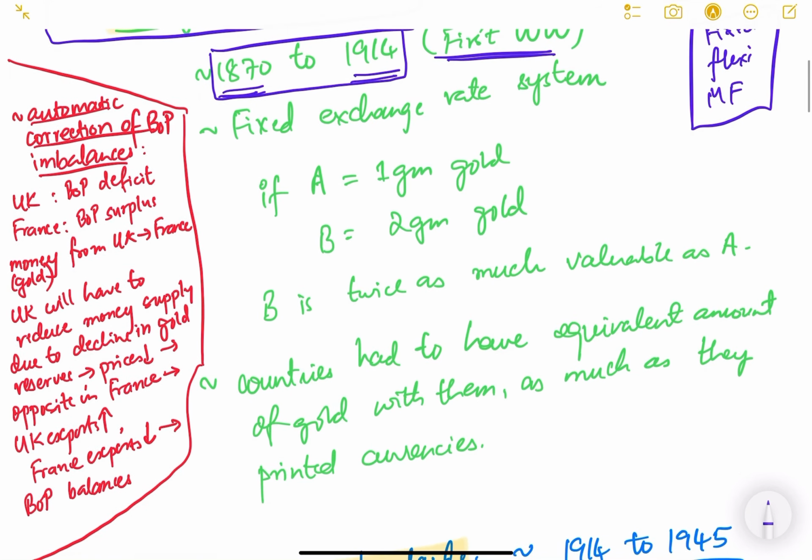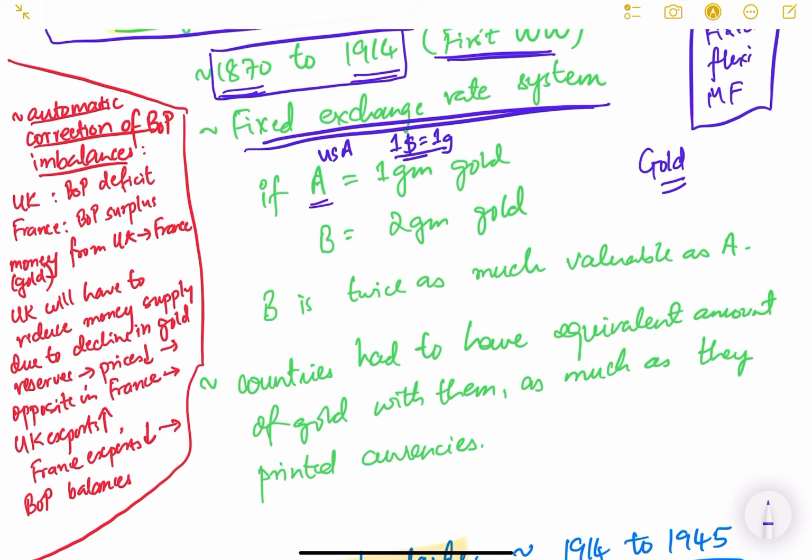Now, what is the meaning of gold standard? We'll see. Basically, it is a kind of fixed exchange rate where the exchange rates are fixed with respect to gold. So the exchange rate of one country is fixed with respect to gold. For example, say country A is the USA. The USA says that our 1 unit of currency, that is $1, is equal to 1 gram of gold. The value of $1 is 1 gram of gold.